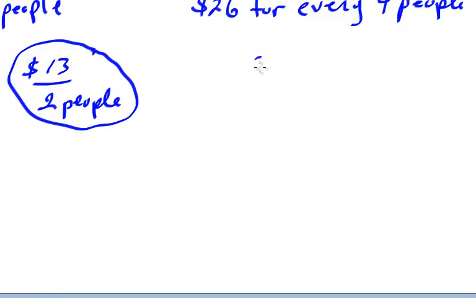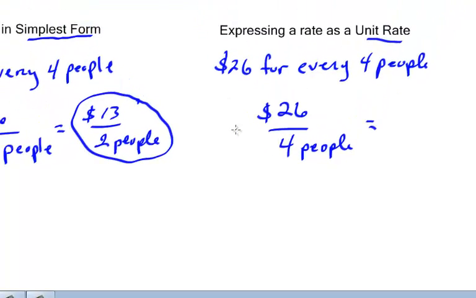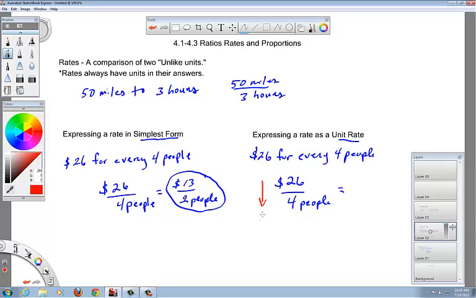If you're going to do it as a unit rate, you'd set it up the same way. And notice this is the same problem, $26 for every 4 people. And when you do this, you're going to divide this on your calculator, top to bottom. 26 divided by 4. And when you do that, you're going to get $6.5 per person. This is a unit rate, and this is what most people prefer. So when you do a unit rate, you're going to actually physically divide this out, and it's going to tell you how many dollars or whatever it is per 1 unit. So the denominator on unit rates is always 1 person, but it doesn't have to be on simplest form problems.